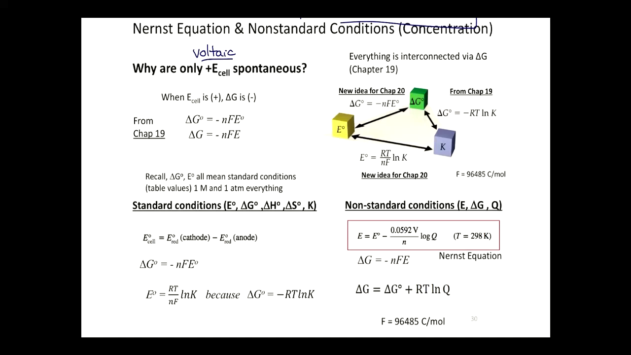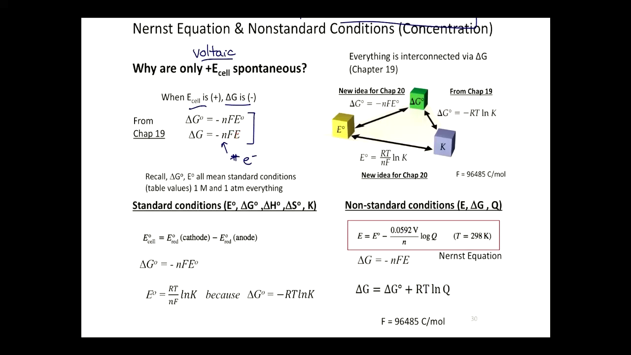We want positive cell potentials. That means delta G is negative for all of these spontaneous reactions. These are the equations that help us make that relationship. The Gibbs free energy change for a reaction is related to negative n, where n is the number of electrons. We've talked about this before. It is the number of electrons in a reaction, times Faraday's constant, times the cell potential for that reaction or half reaction.